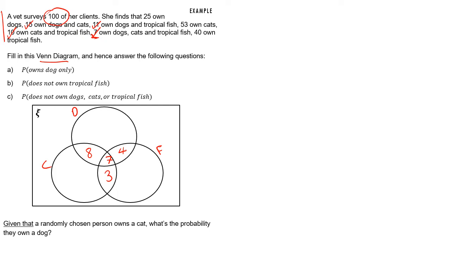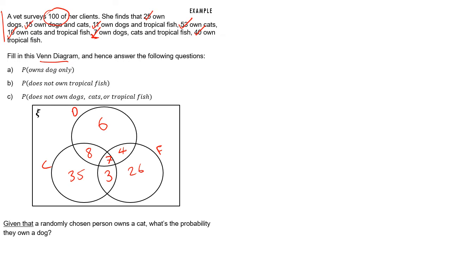We can now use that fact that 25 people have dogs because we can see we've already got 19 in that dog set, so there must be just 6 who have dogs and not other animals. There are 53 people with cats, so that gives us 35 just with cats, and 40 people with tropical fish, which means we've got 26 here.